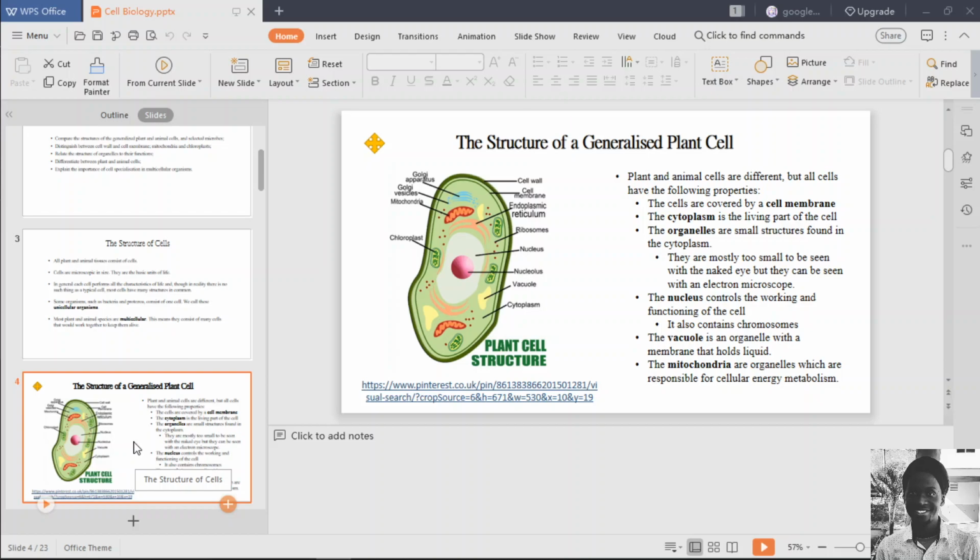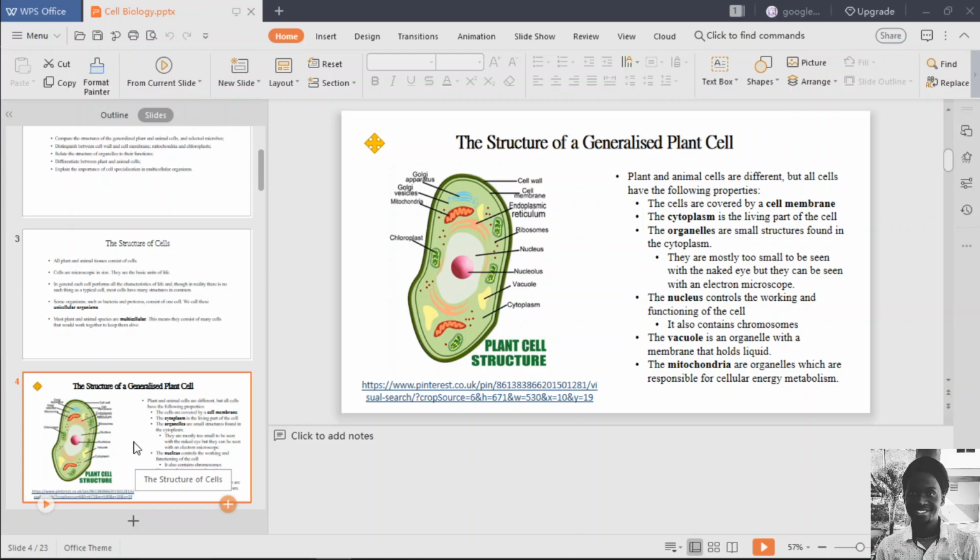The structure of a generalized plant cell. Plant and animal cells are different, but all cells have the following properties. One, the cells are covered by a cell membrane. The cytoplasm is a living part of the cell. The organelles are small structures found in the cytoplasm, and these organelles are mostly too small to be seen with the naked eye, but they can be seen with an electron microscope.